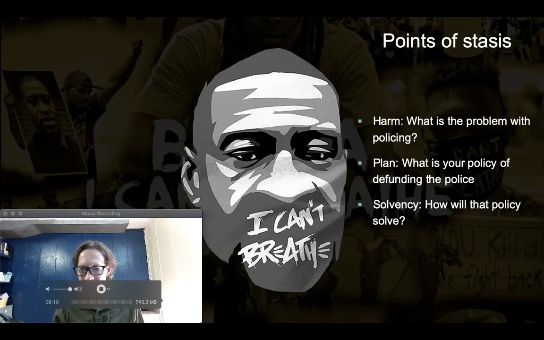harm that you've outlined. So why will hiring more mental health counselors solve the problem of the police dealing poorly with mental health problems? Or why will decreasing police funding decrease the problem of targeting and arresting people of color more likely? So, it's problem solution, basically. Here's the problem, our harm, here's our proposed solution, and here's how that policy will solve the problem.